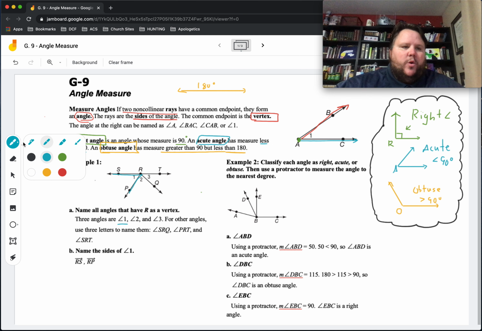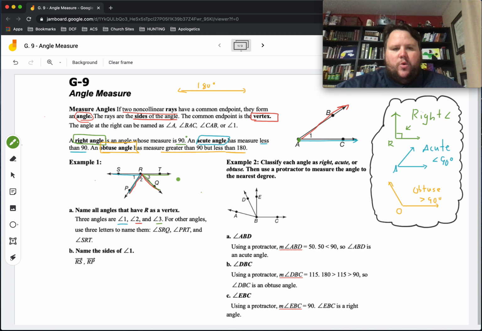Angle 2 has R as a vertex, and we could write that as PRQ or QRP. And then the third one is angle 3, which would be QRT or TRQ. For other angles, use 3 letters to name them.